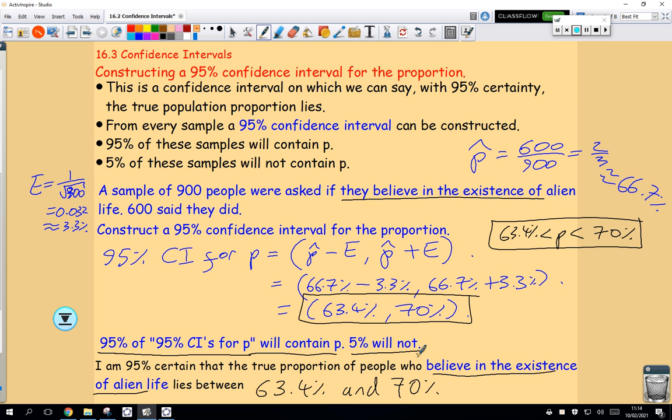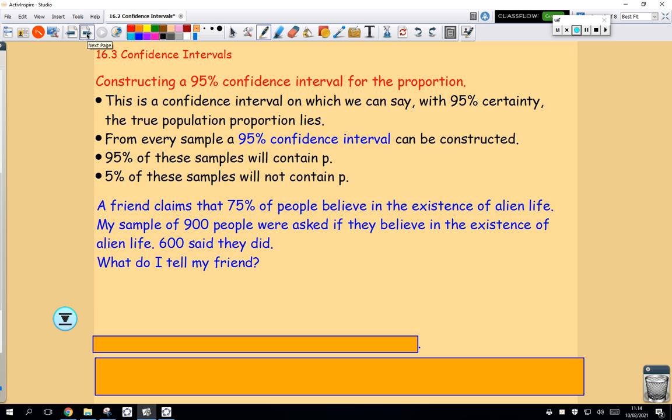So 63.4 up to 70%. Let me just think about one last thing. Suppose I have a friend that claims that 75% of people believe in the existence of alien life. We all have friends who quote these crazy statistics every now and then. And so I go and take my sample. 900 people, 600 said they did believe in alien life. And I come up with my 95% confidence interval for the proportion.